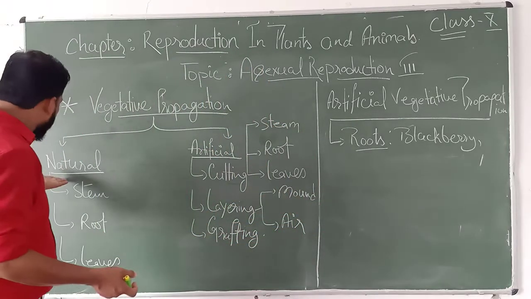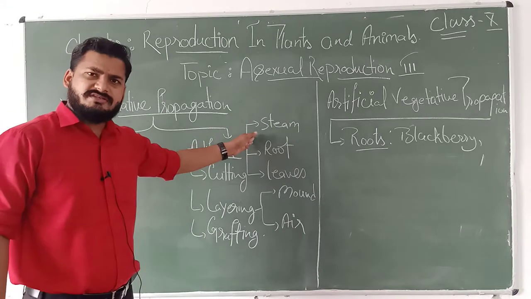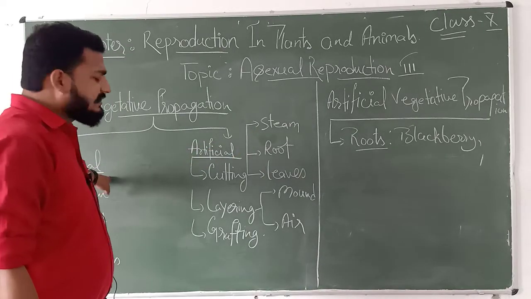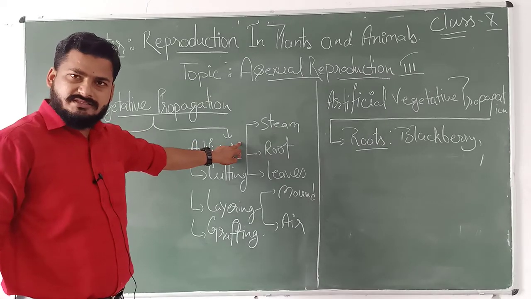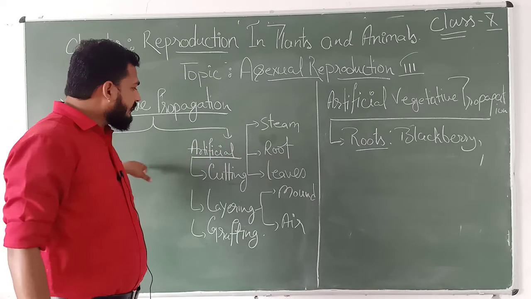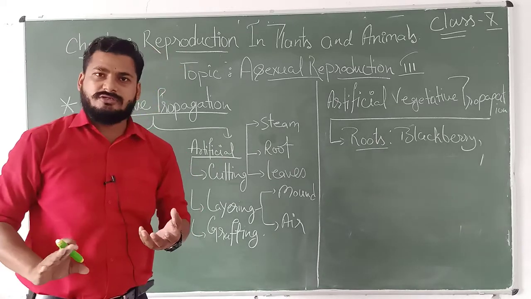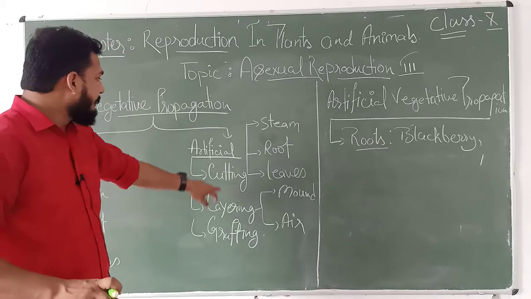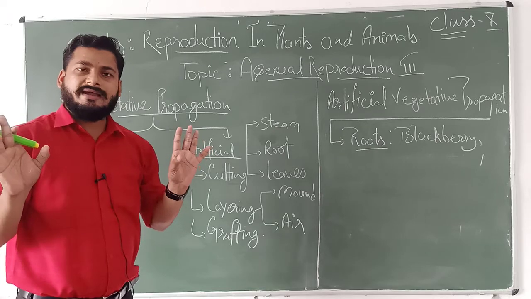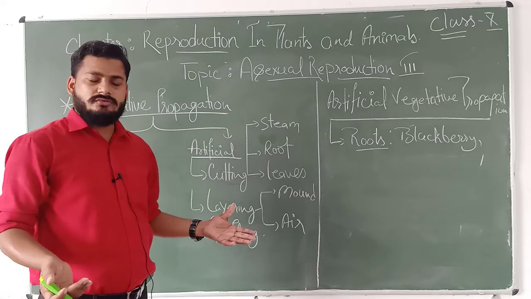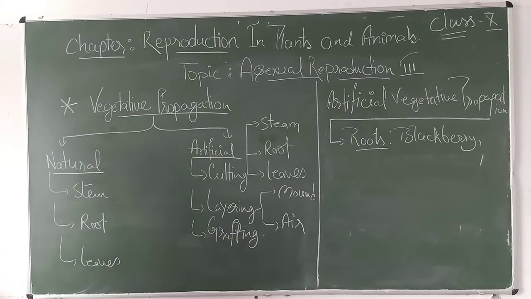As it was in the case of natural vegetative propagation, the same goes in the case of artificial vegetative propagation. The difference is this happens naturally and this has to be performed by artificial means. In this case, potato, if we don't cut the potato in several pieces, then also potato will start to germinate if it gets proper moisture. But here in this case, the stem of the sugarcane will not germinate by its own. It has to be given some artificial interference.